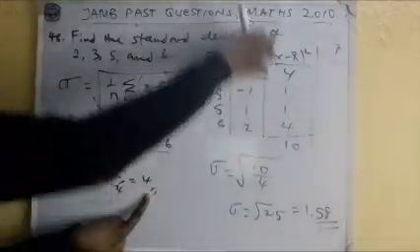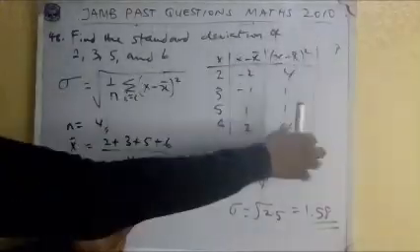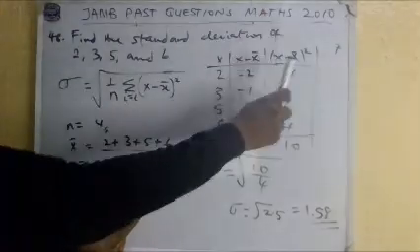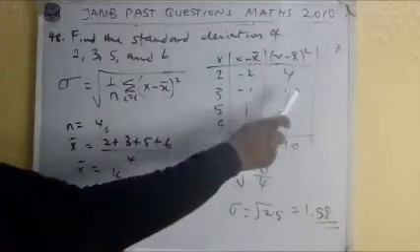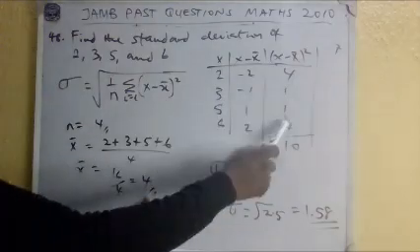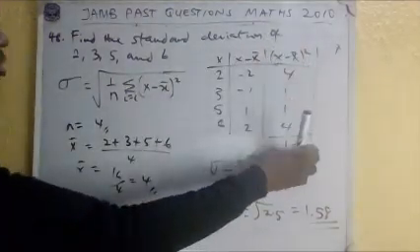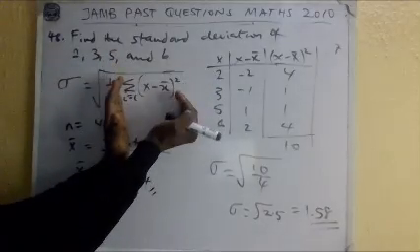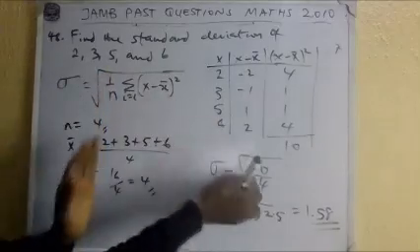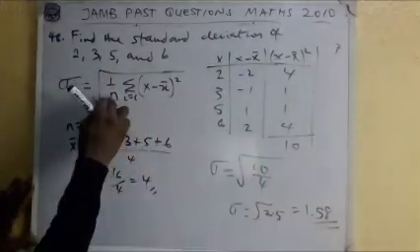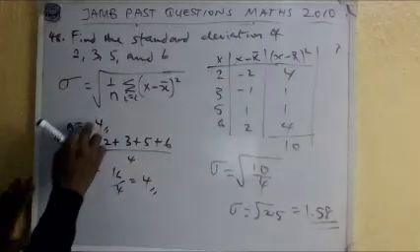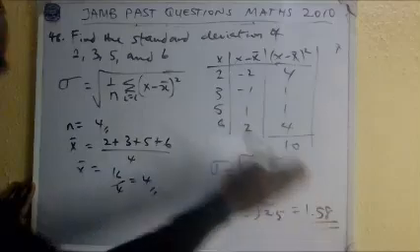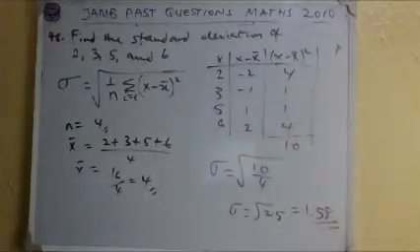After getting this column, square each one to get another column. So minus 2 squared is 4. Minus 1 squared is 1. 1 squared is 1. 2 squared is 4. Add this up, and once you add this, you have solved the whole of this. This one now, you put it as 10, and it is over 4, the n, number of terms, then square root. So you've gotten the standard deviation.